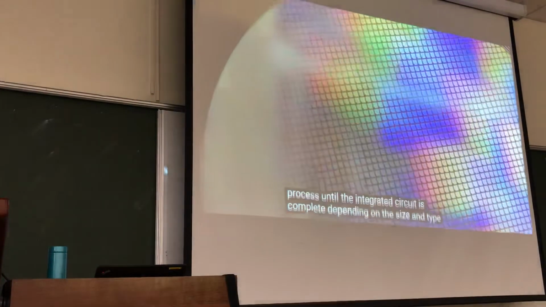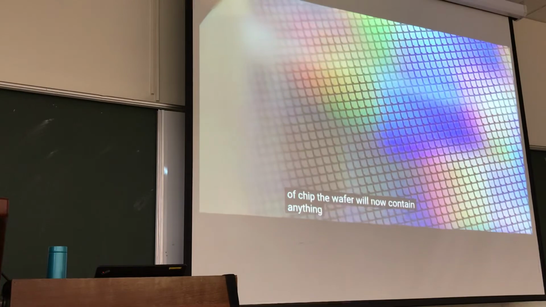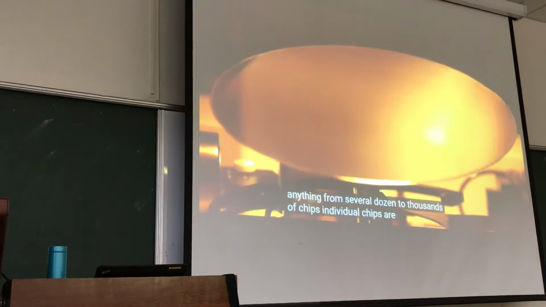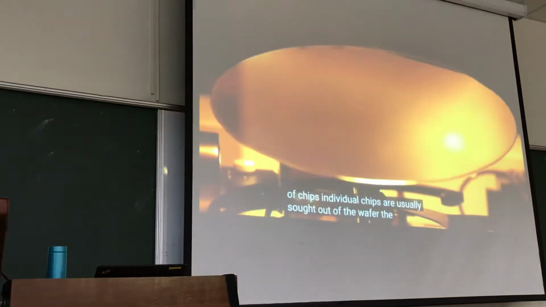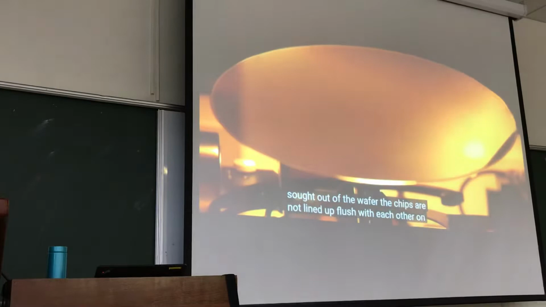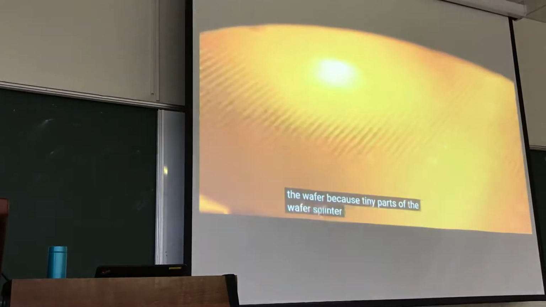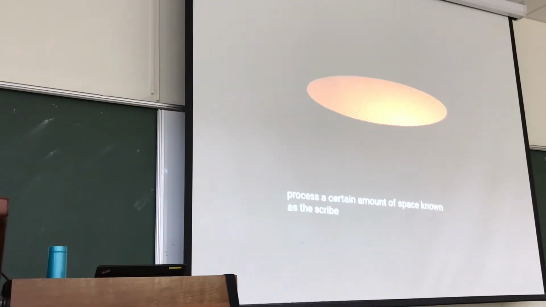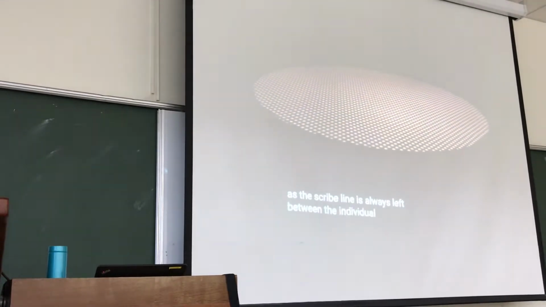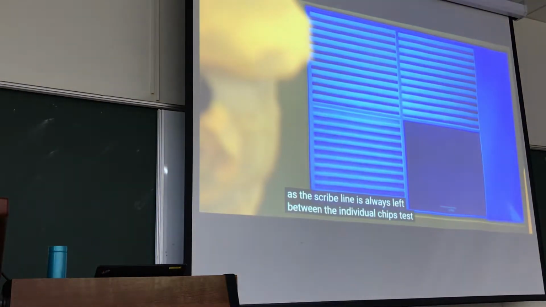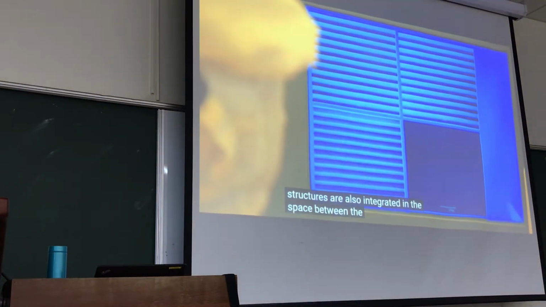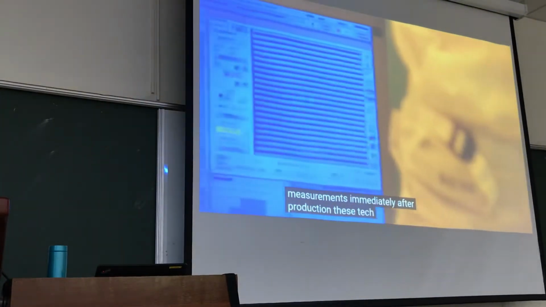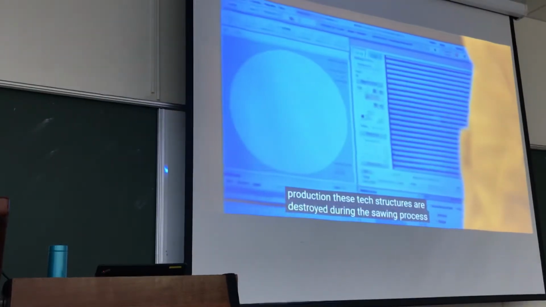Depending on the size and type of chip, the wafer will now contain anything from several dozen to thousands of chips. Individual chips are usually sawed out of the wafer. The chips are not lined up flush with each other on the wafer because tiny parts of the wafer splinter off during the sawing process. A certain amount of space, known as the scribe line, is always left between the individual chips. Test structures are also integrated in the space between the chips and used to take measurements immediately after production. These test structures are destroyed during the sawing process.